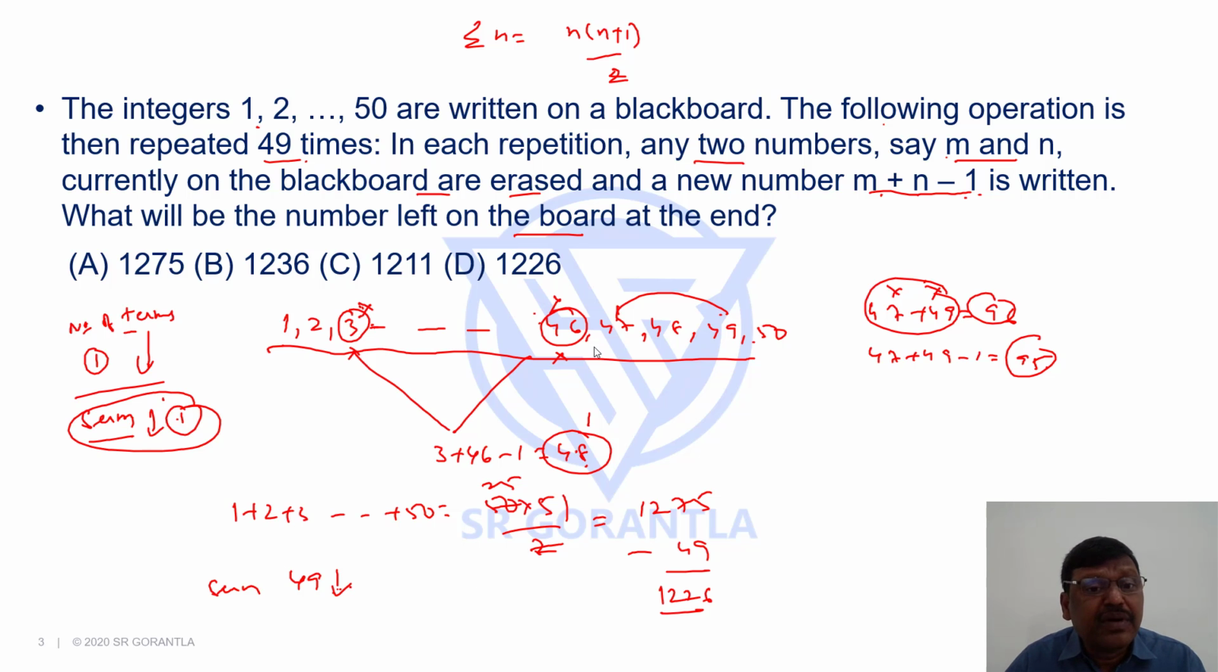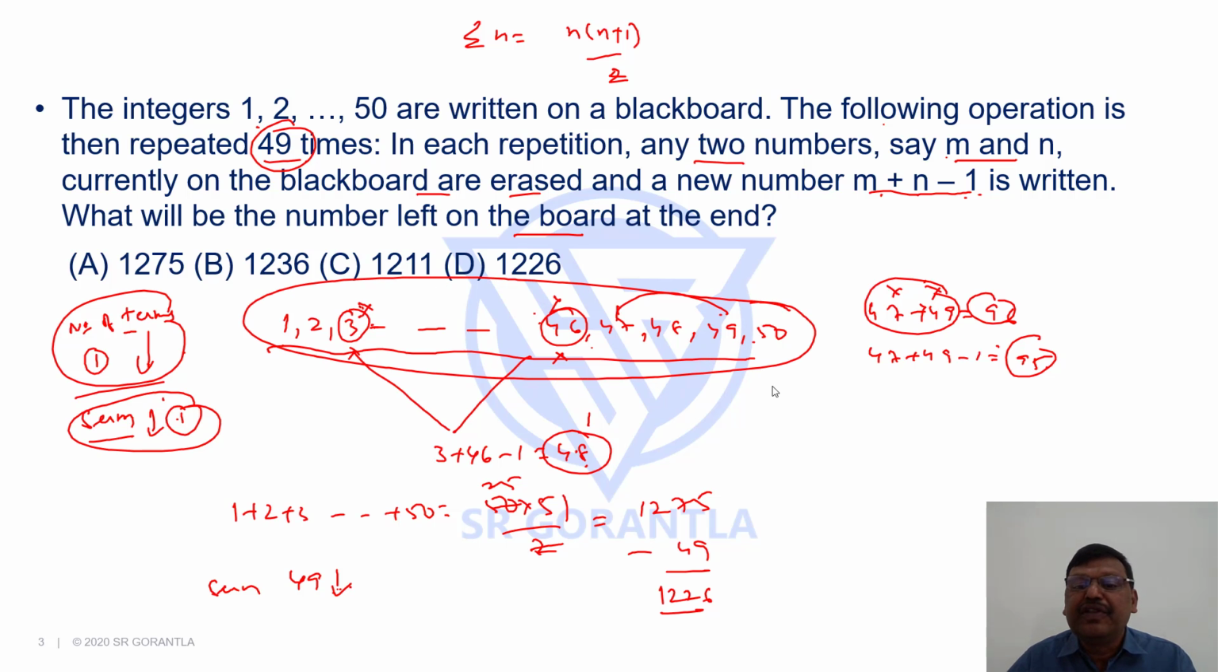But out of 50 numbers, every time you do this operation, out of two numbers you are writing one number, meaning the number of terms also is coming down by 1. When you repeat 49 times, the number of terms also will come down by 49, meaning instead of 50 numbers, you will be left with only one number on the board. There will be only one number on the board and its sum should be 1226, in other words the number left on the board is 1226.